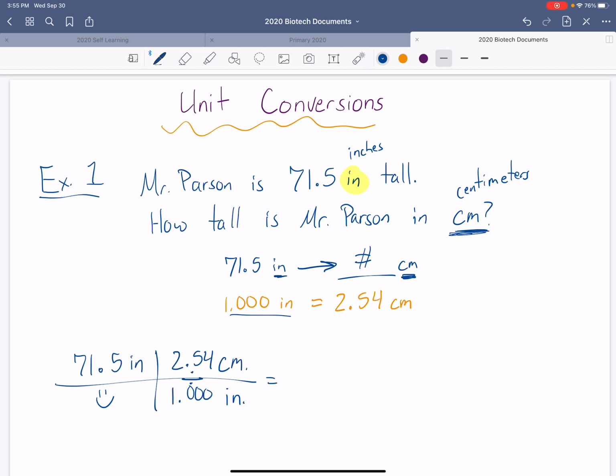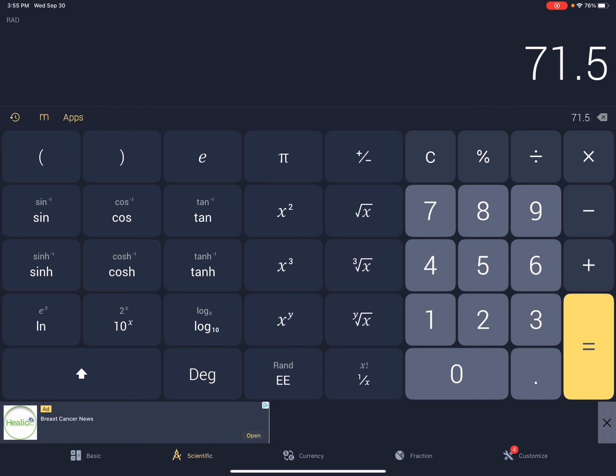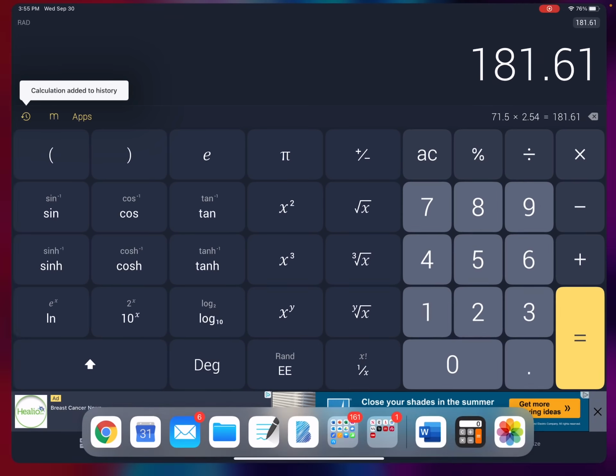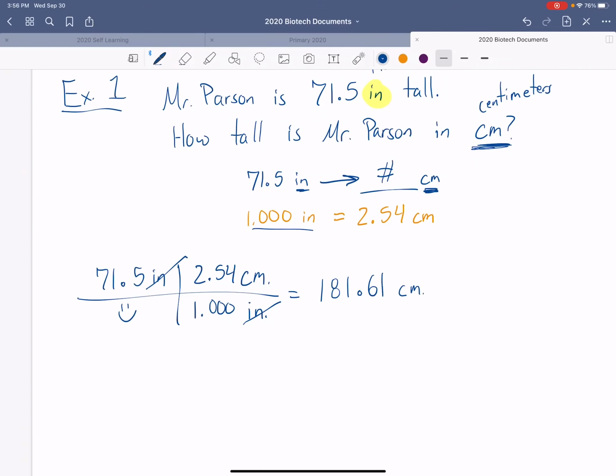It's just another way of representing fractions, but in a t-table, it's a little bit easier to manage, and it helps you keep track of things. So inches, we'll cancel inches, and I need to do 71.5 times 2.54. 71.5 times 2.54, 181.61. And now we're in centimeters because our inches have canceled and centimeters is the result.